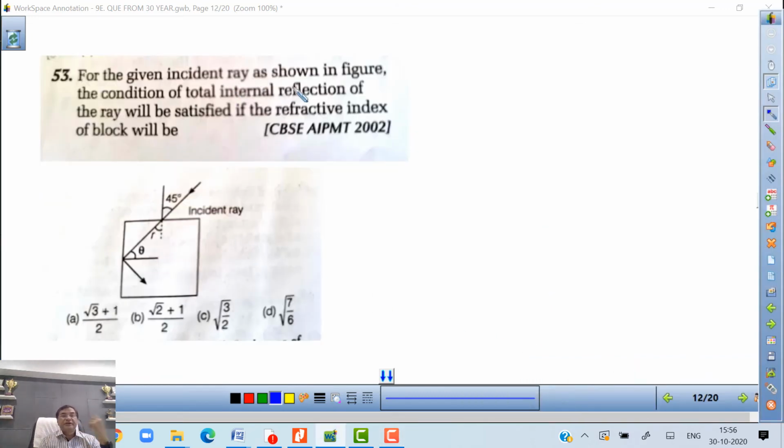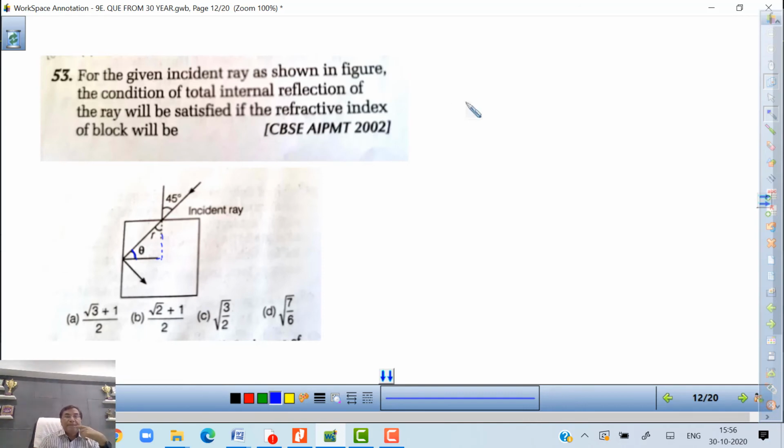For the given incident ray, as shown in the figure, the condition for total internal reflection of the ray will be satisfied if the refractive index of the block is what? So this theta must be equal to or greater than C, then it is possible. So I extend this.